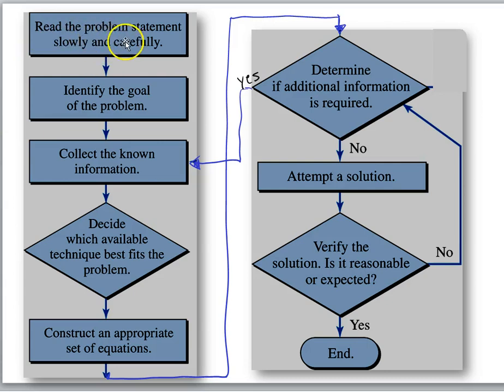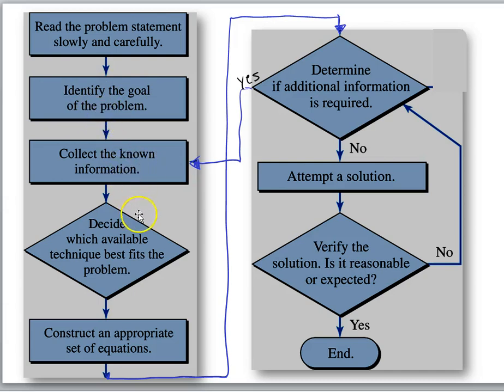So if we look at this flow chart, we have a problem. We want to read the problem statement carefully, however that problem is stated. Slowly, carefully, perhaps jotting it down again in our own words, so we can identify what is the goal of the problem, what is the outcome that we want. In doing so, we have to collect all the known information. If we look at our 5-step process, the known information is what's been given, what is already understood. Those are our givens. The goal might be what it is that we're trying to find.